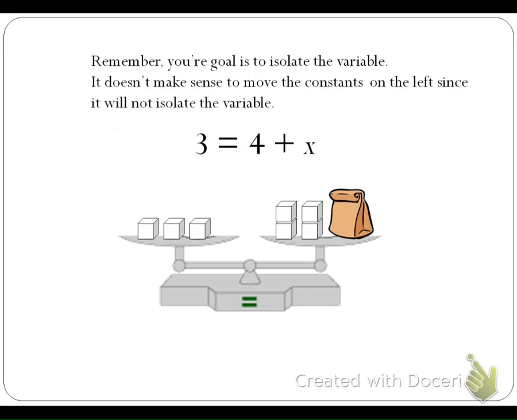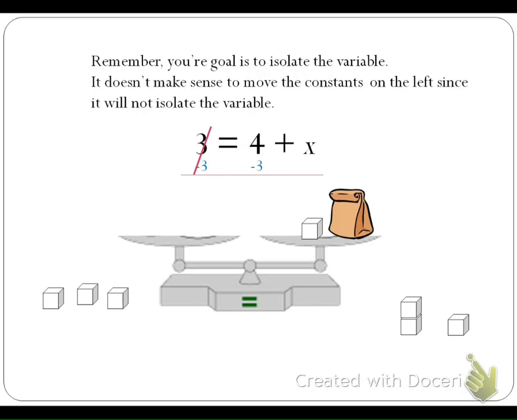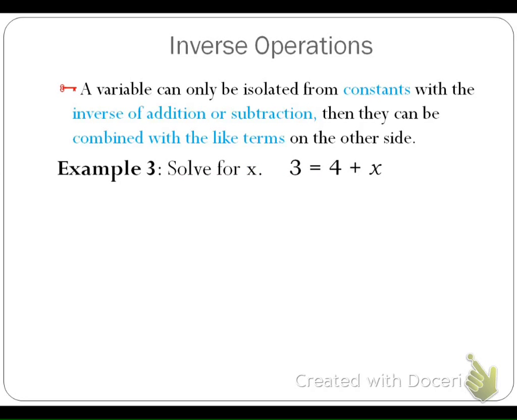Let me show you. If we take away the 3 from both sides of the equation, and then we combine our terms together. Yes, we created a zero pair on the left-hand side, but on the right-hand side, the 4 minus 3 equals 1. So we have 0 equals 1 plus x. Our variable isn't isolated. Yes, we have a balanced equation, but we haven't solved the problem yet. So be careful when you choose which constants to move or remove, that you remove the ones that are on the same side of the equation as your variable.